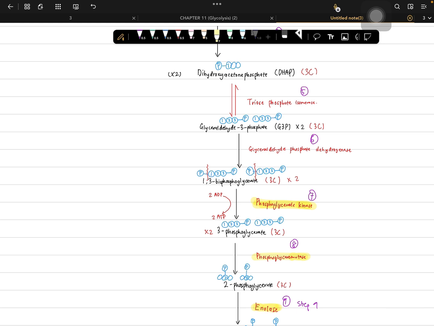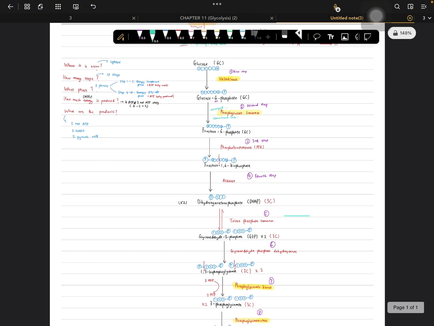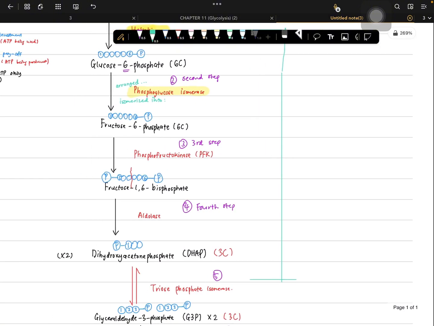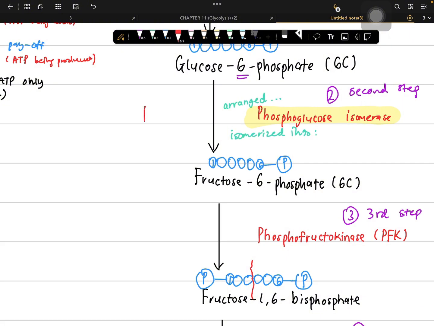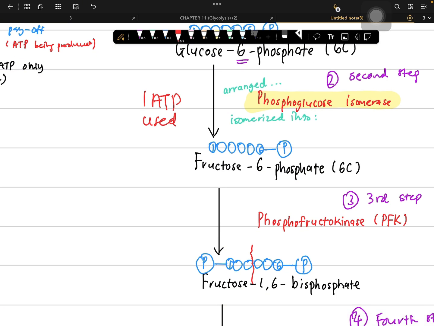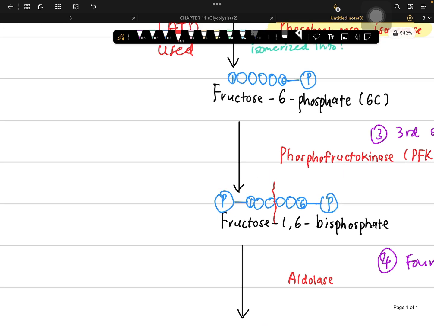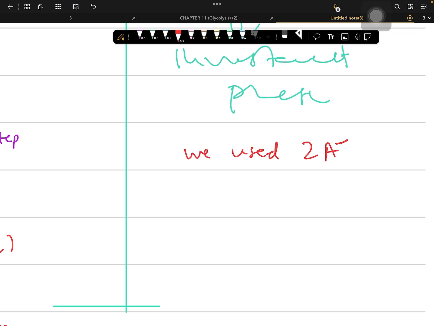So step 1 until 5 here is the energy investment phase. Because we use 1 ATP in the first step to phosphorylate to make the molecule become activated. And then at the third step, we use another ATP. So in total we use 2 ATPs.